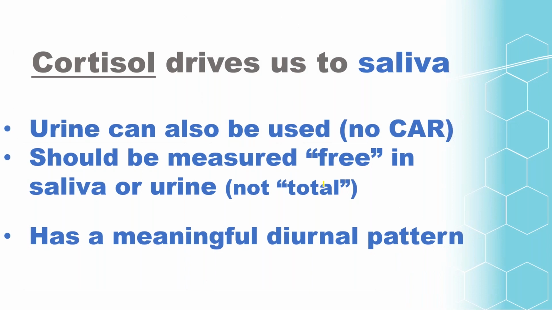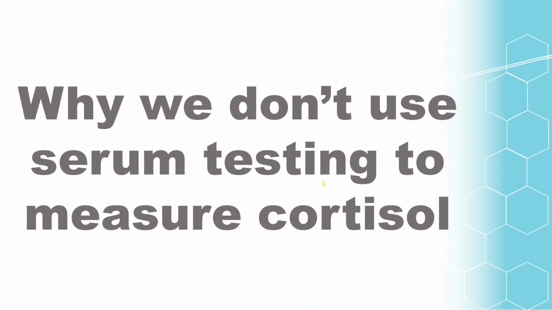Now, when we're talking about cortisol and saliva, we can also use urine again for that up and down pattern, but we don't get the cortisol awakening response out of urine, which is a big advantage for saliva, which is why saliva is the gold standard when it comes to free cortisol. We'll talk about that in more detail in later talks. But we want to be looking at free cortisol, and we want to look at this meaningful up and down pattern that it has.